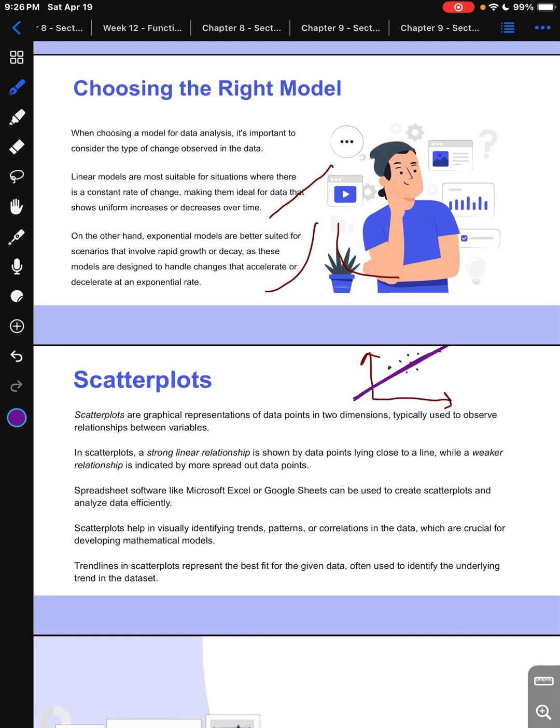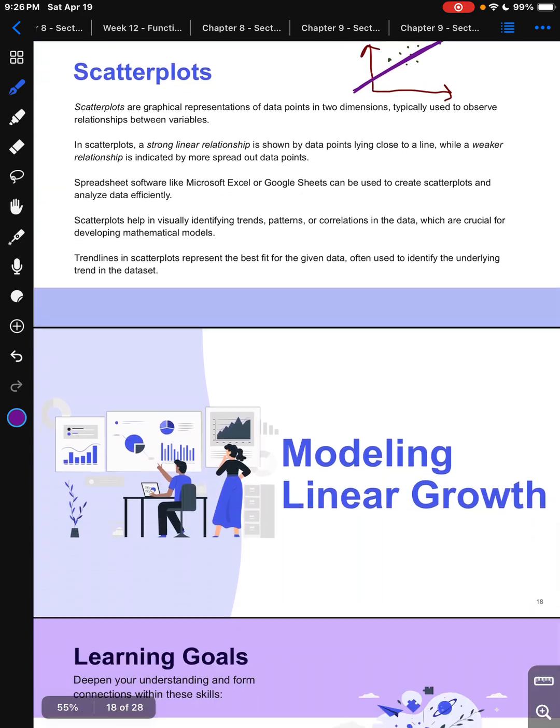So Excel and Google Sheets can help you make scatter plots. Scatter plots help in visually identifying trends, patterns, or correlations in the data, which are crucial for developing mathematical models. Trend lines in scatter plots represent the best fit for the given data, often used to identify underlying trends in the data set.